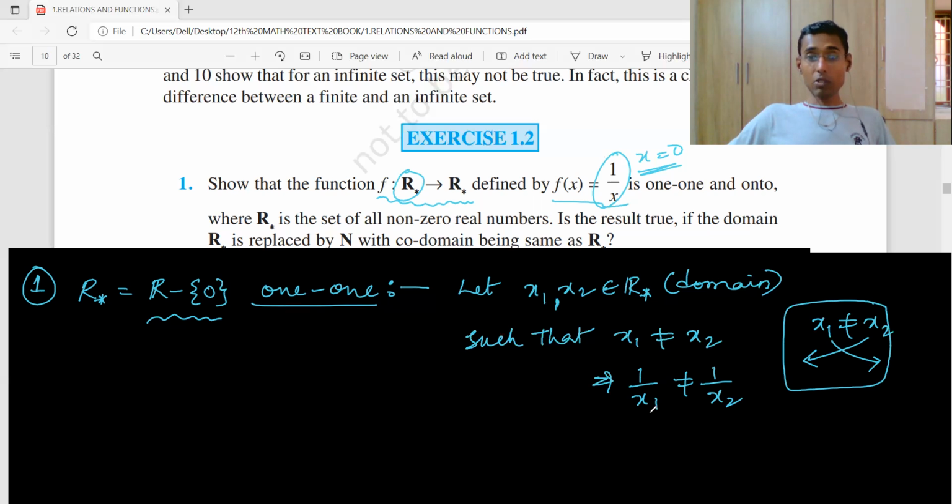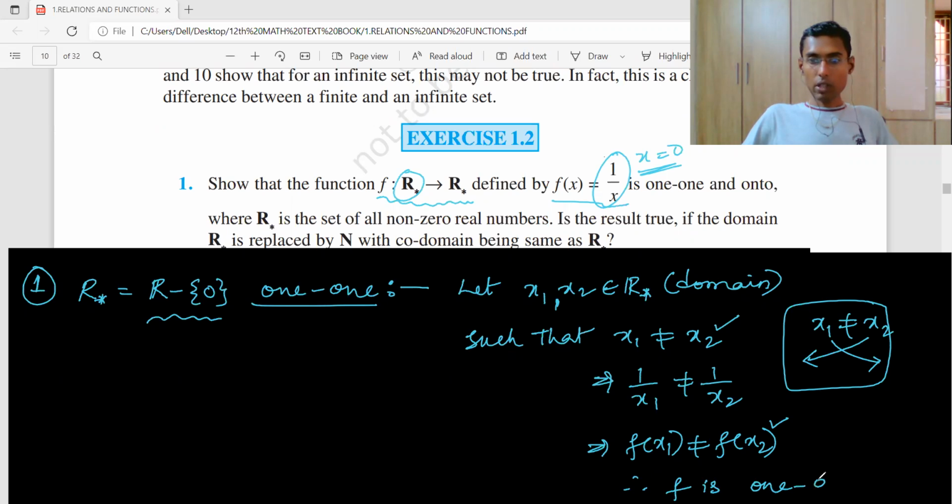So 1 by x1 is also not equal, so you can say f of x1 is not equal to f of x2. So what does it mean? If you take different real numbers, they have different images. Different elements have different images. Therefore, the conclusion is one-one. Okay, this is one way.